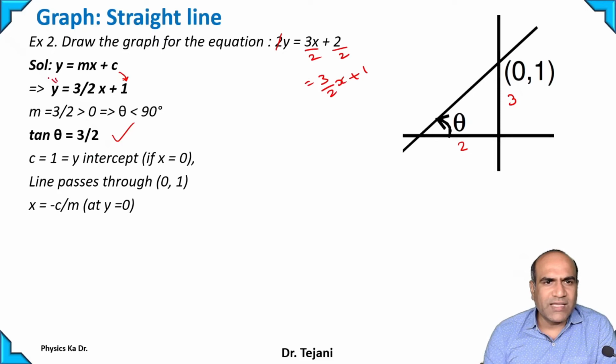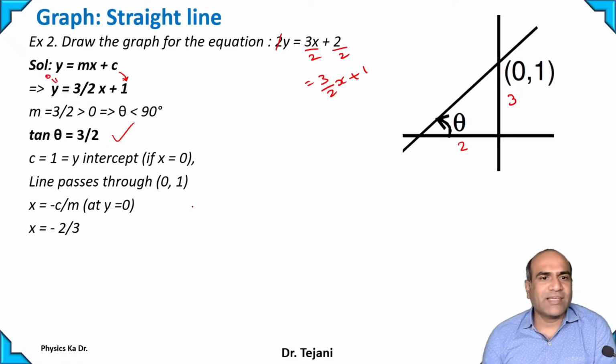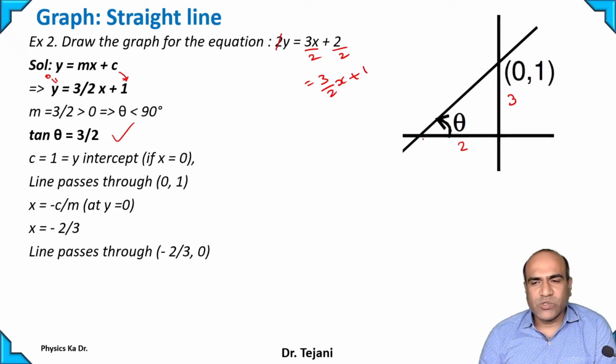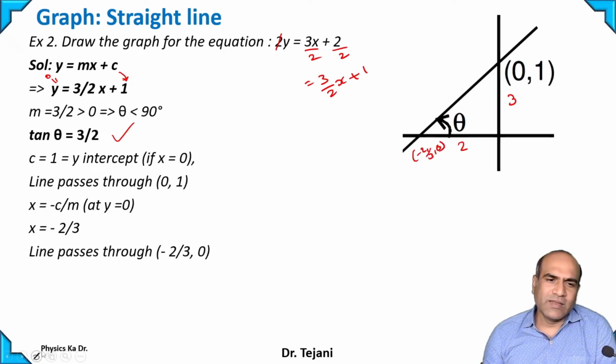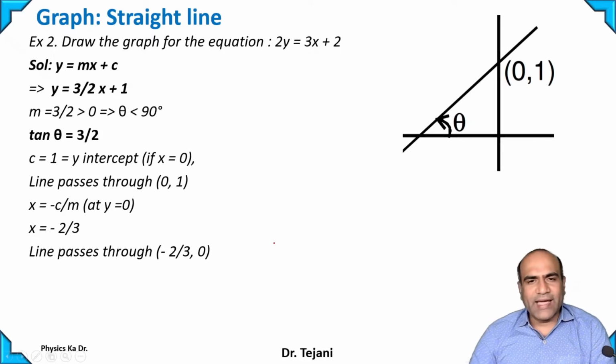Put this value, y is equal to 0. So we can find x is equal to minus 2 by 3. So here that point is (minus 2 by 3, 0), and you can draw a line. So the representation of a line is very simple.